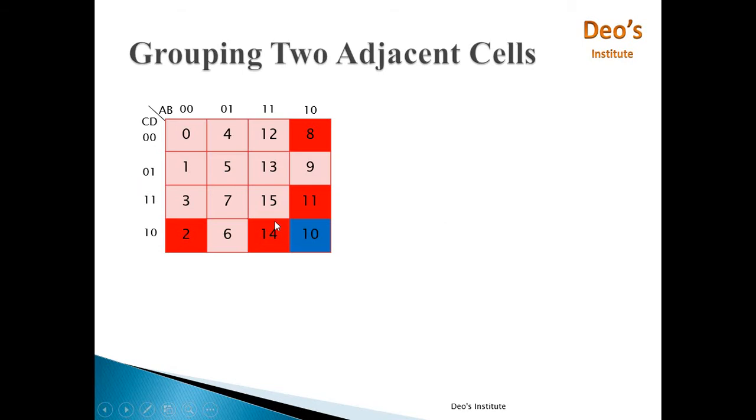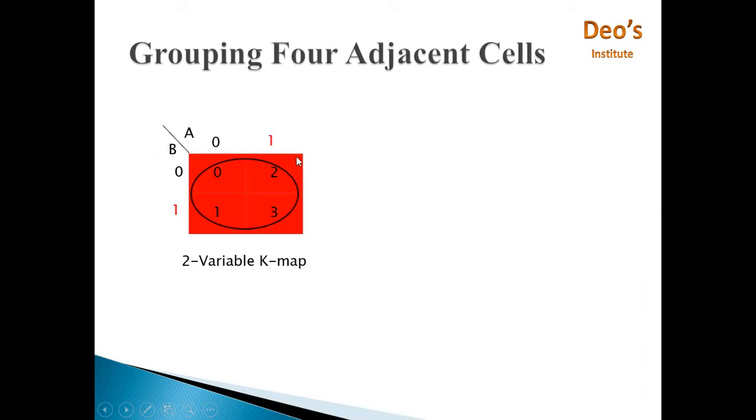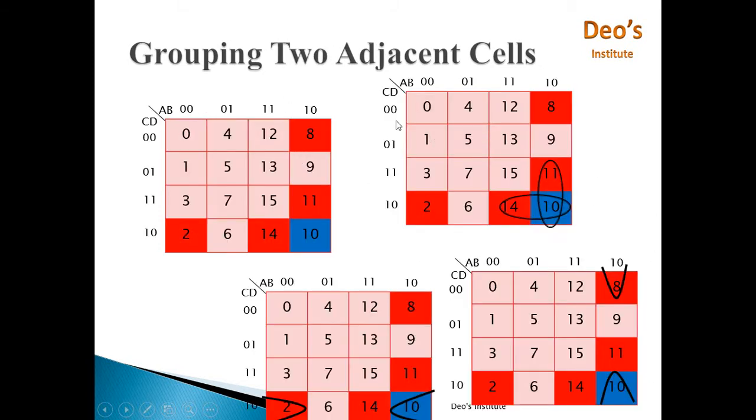10 is adjacent to 14, 11, 8 and 2. So you can make groups like this: 2, 10; 10, 8. So this is all about grouping two adjacent cells. Here also you can group normally. 0, 2 is possible. 4, 12 is also possible. 12, 8 is also possible.